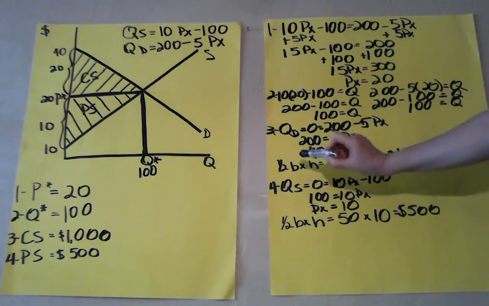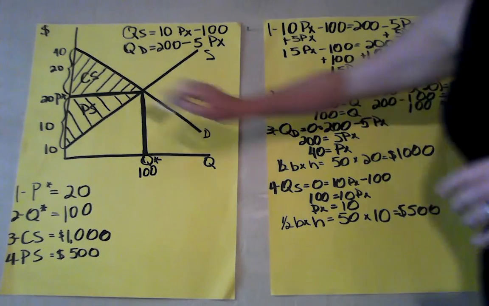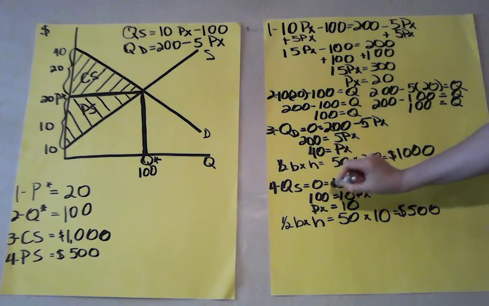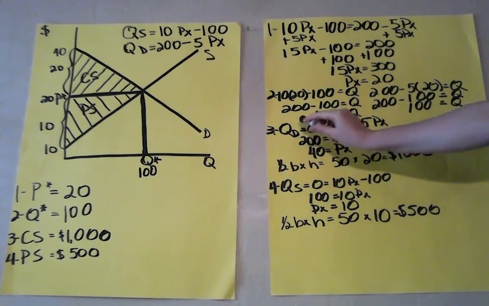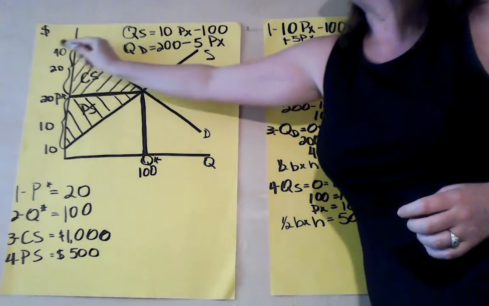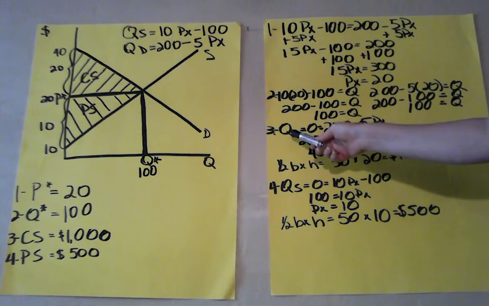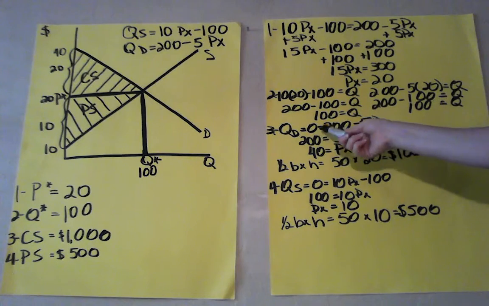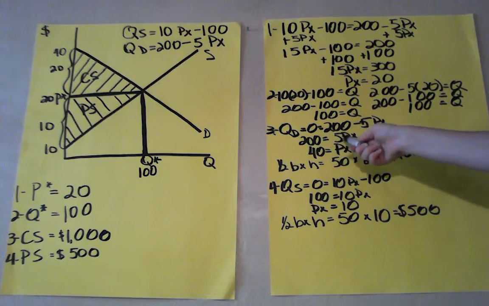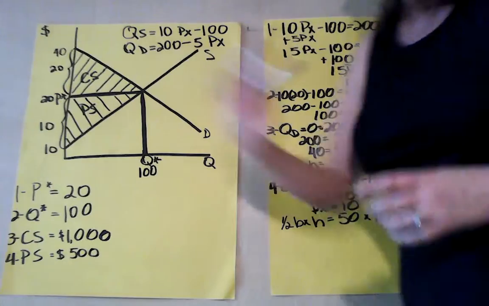Moving on, the third equation we need to solve for is the consumer surplus, which is located up here in this portion of the graph. So we set the quantity demanded to 0, and we're looking to get this number here. That's the first step to solving the equation. So we use quantity demanded set to 0 equals 200 minus 5Px, and we get 200 equals 5Px, and 40 equals Px. So plug our 40 in up there.